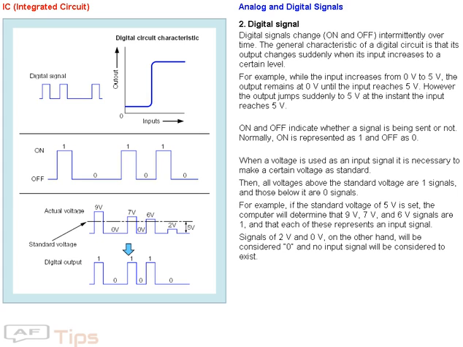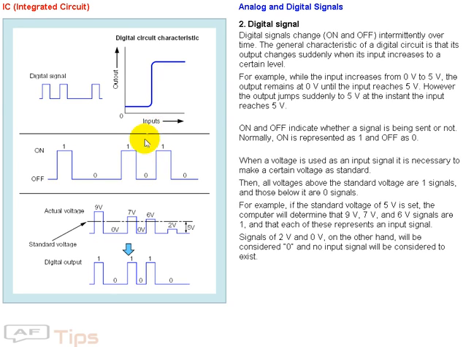2. Digital signal. Digital signals change on and off intermittently over time. The general characteristic of a digital circuit is that its output changes suddenly when its input increases to a certain level. For example, while the input increases from 0 volts to 5 volts, the output remains at 0 volts until the input reaches 5V. However, the output jumps suddenly to 5 volts at the instant the input reaches 5V.